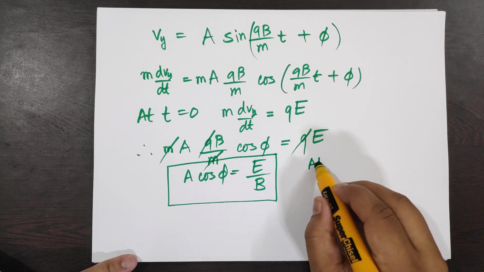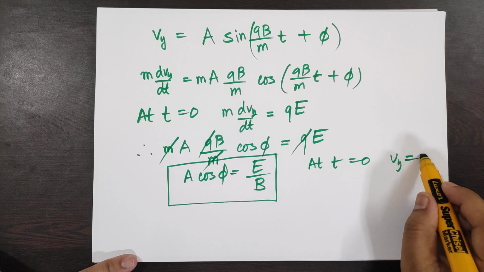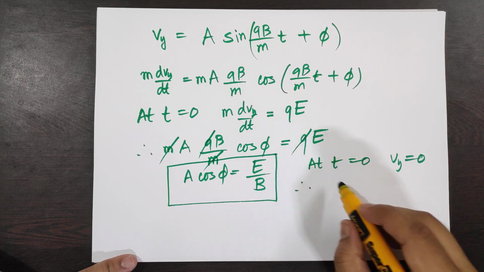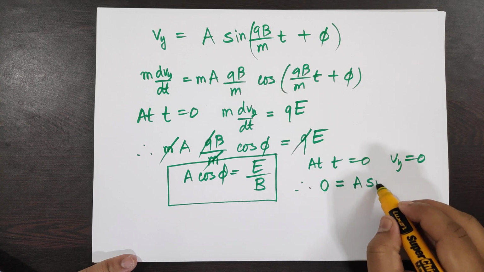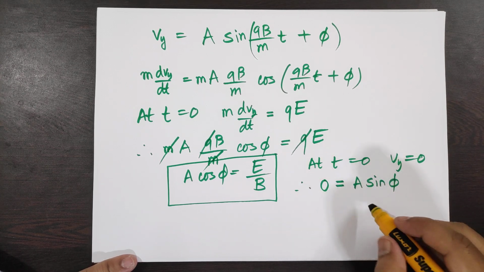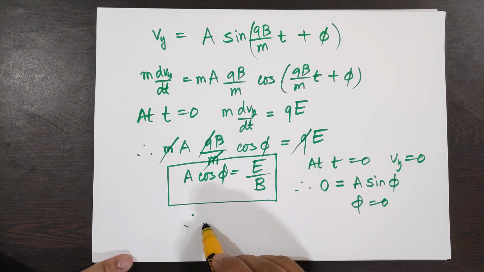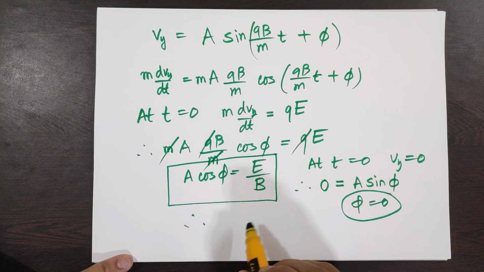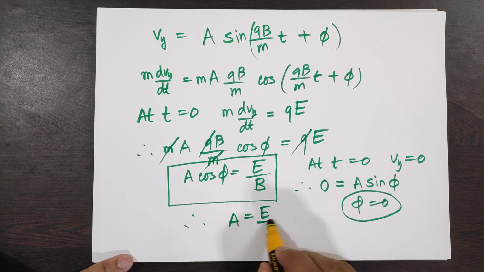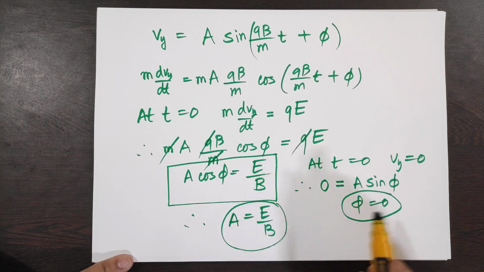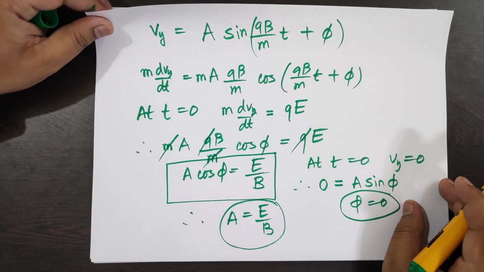Now at t equal to 0, velocity is 0 and Vy is also 0. Therefore you'll put here 0, Vy is 0, A sine phi. So sine phi is 0. So one of the solutions is phi equal to 0. So we will substitute here. A is this, cos 0 is 1. So A is equal to E by B, and this phi is equal to 0.